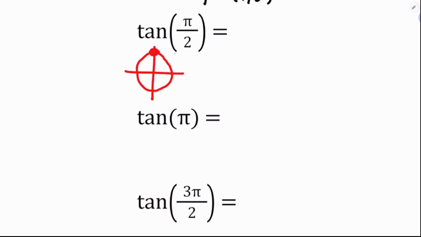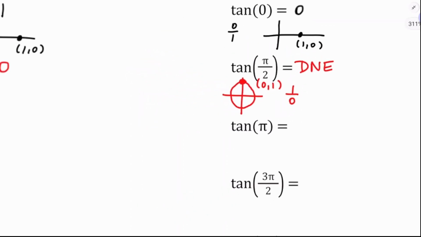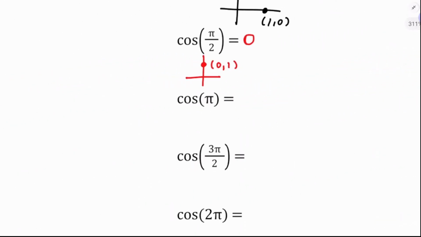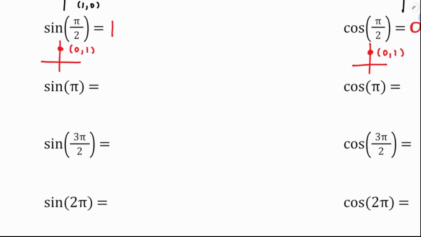Okay, at the top of the circle, that's where x is 0 and y is 1. Remember, tangent is y over x, so that would be y over x is 1 over 0. Division by 0 is undefined, so I'm going to say does not exist, DNE. Or you could say undefined if you wanted. I know what you mean by that.